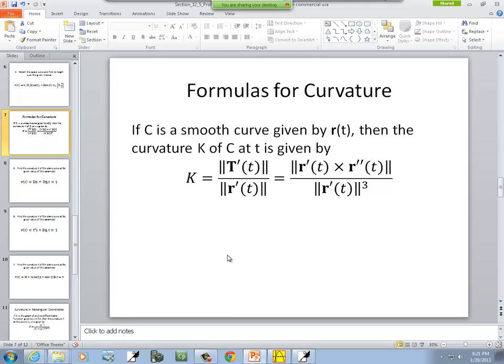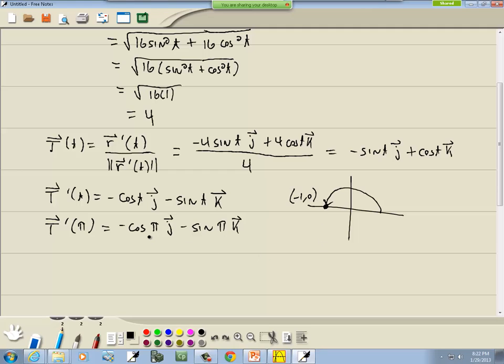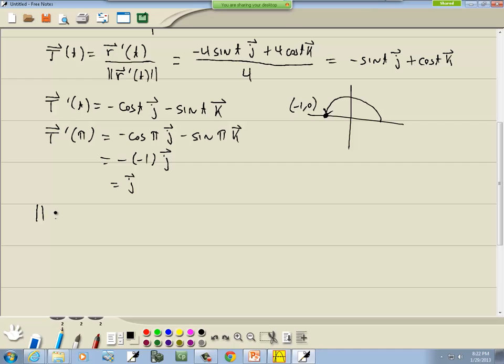Well, T prime is in our formula, so we can actually plug in our pi now. So we got T prime of pi is going to equal negative cosine pi j minus sine pi k. If we look at our unit circle, here we are over at pi, which is right here. This is the point negative 1, 0. So cosine of pi, cosine is the x part on our unit circle, so it's negative 1. So this becomes a negative 1 j. And sine is our y part, which is 0, so that drops away. So then we just get j. And what we really need is the magnitude of T prime of pi. So we're going to take the square root, and we'll take whatever's before j, which is 1, and square it, which just gives us 1.